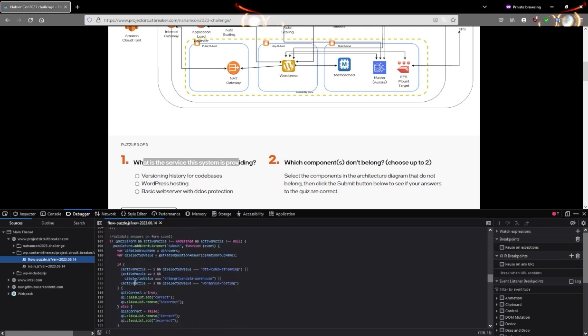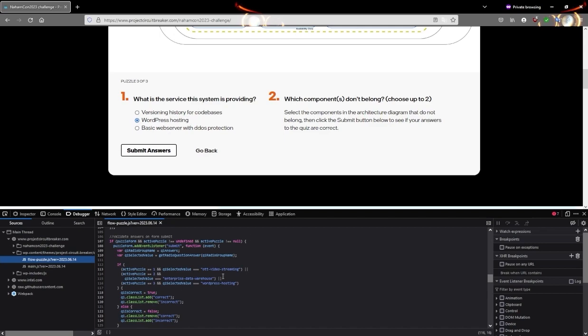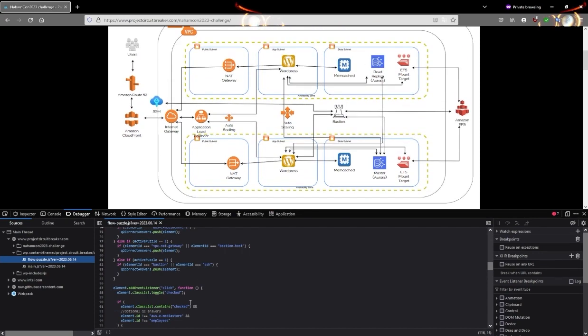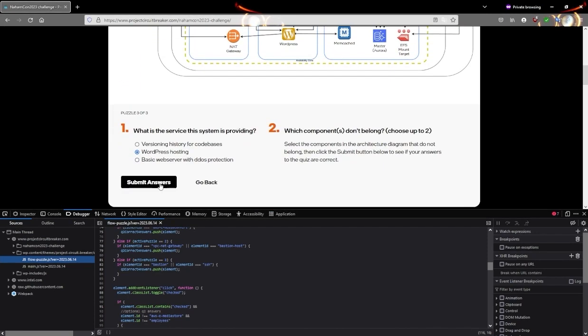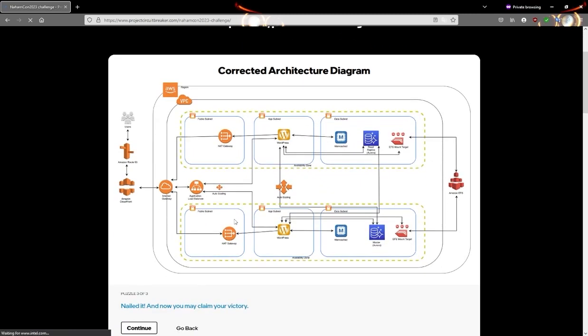For active puzzle 3, which is the one we are in right now, it should be WordPress hosting. Even if you look at the diagram, you can see most of the services are connected to WordPress. The component that doesn't belong here would be SSH, which was also kind of obvious, but I just wanted to show you another way that you can solve things in life, CTFs and all that. You can always go to the source code and find many easy things there. Let's submit the answer, and it was correct as well. The corrected architecture diagram is presented, and now you can claim your victory.